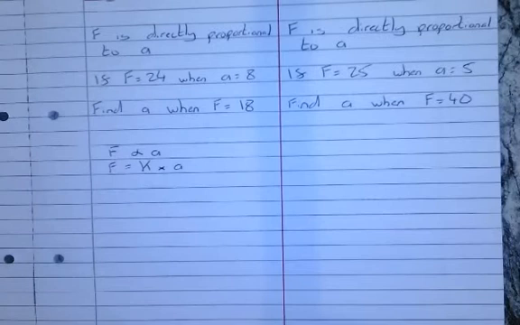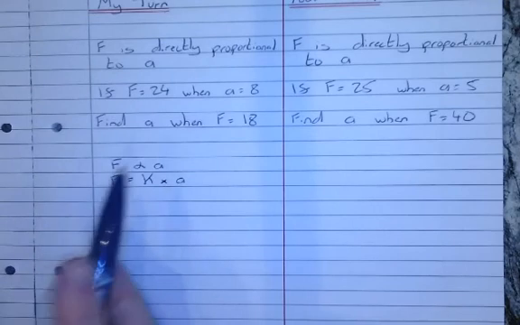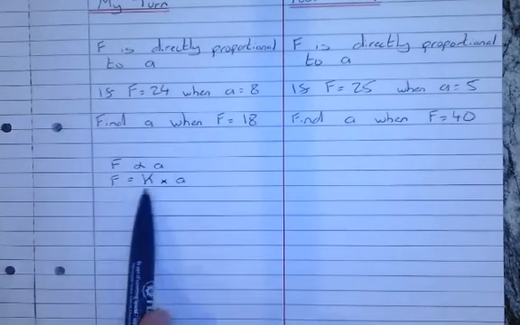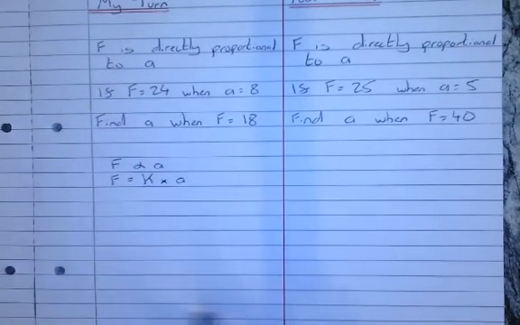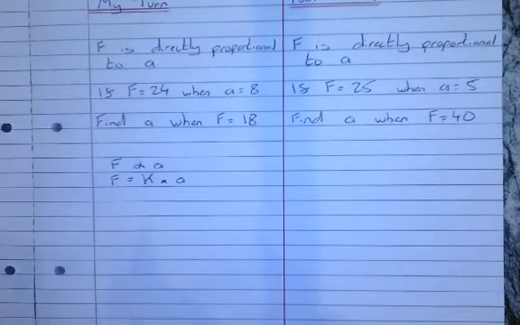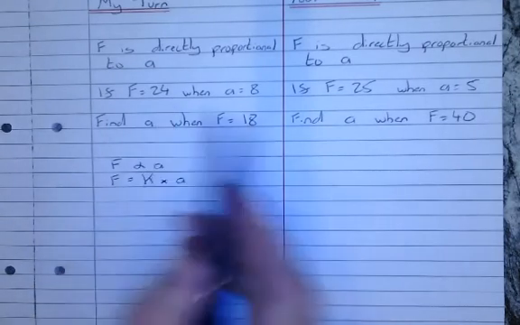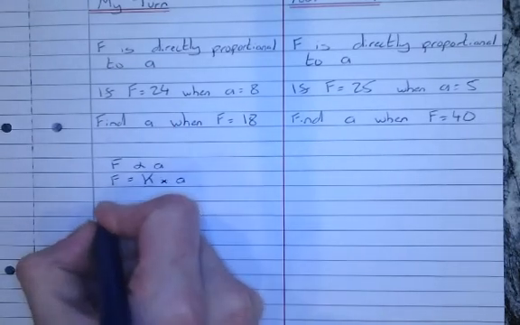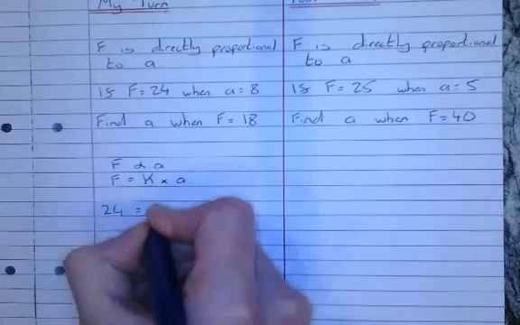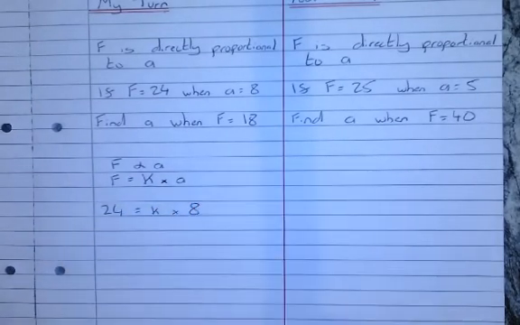So if f equals 24 when a equals 8, find a when f equals 18. So there's two steps to this. The first thing we need to do is work out what k is. In other words, what is the relationship, and we can use the values that we've got. So f equals 24 when a equals 8. Okay, so rewriting f equals k times a with our values for f and a. So what we've got is 24 equals k, constant, times 8.